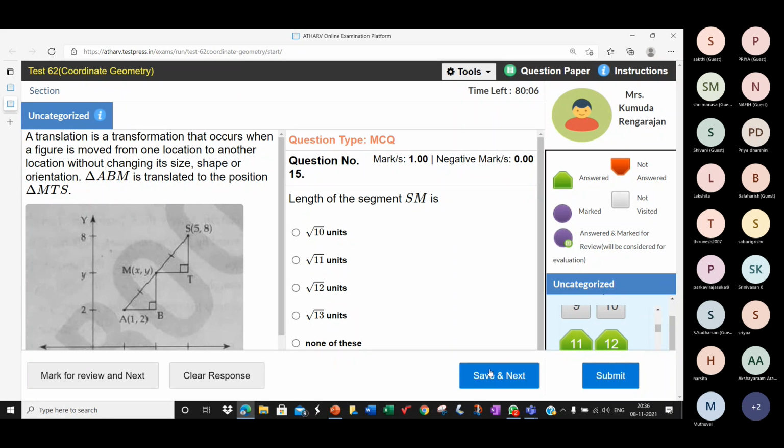Length of the line segment SM. Root 13, ma'am. Root 13, okay.